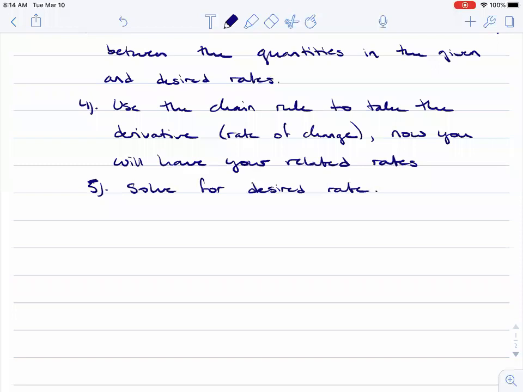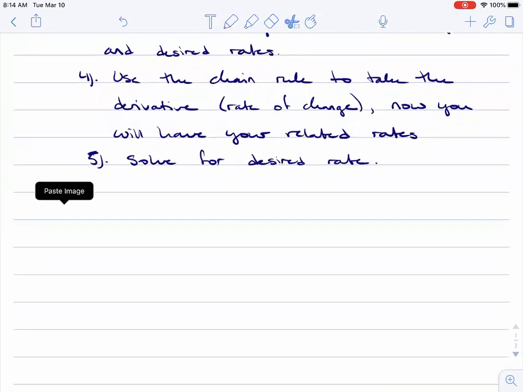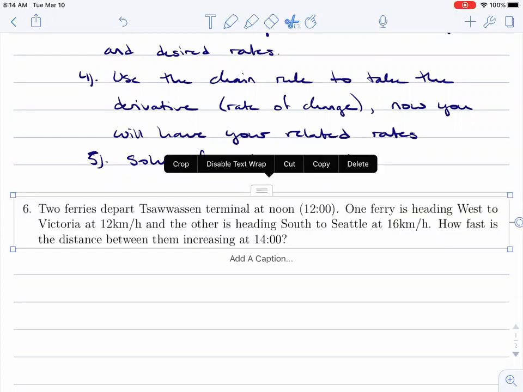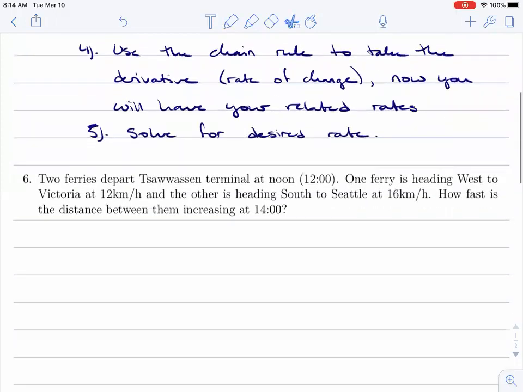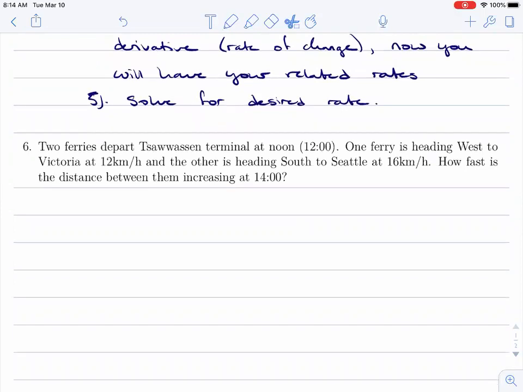So like I said, we'll go through the last three questions on that handout. If you're at home, the handout is on Moodle. There are kind of three types. This is the first type of question that we could tackle: two things are either moving towards each other or moving away from each other, and we want to find the rate that they're moving towards each other or away from each other.